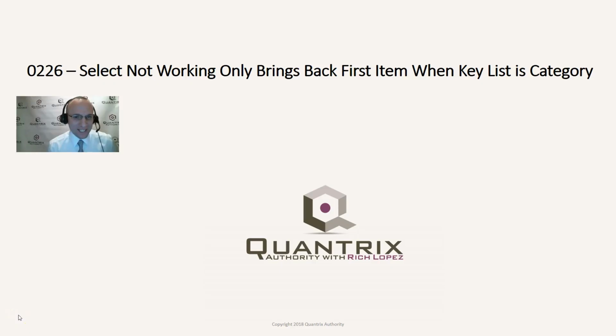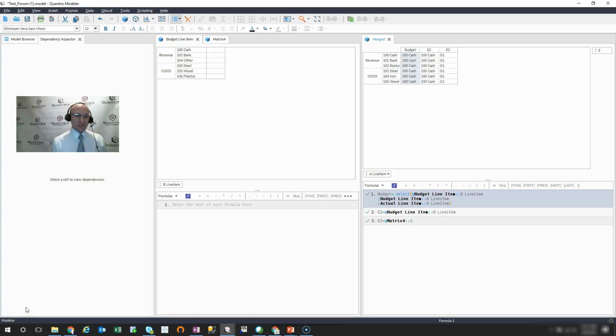Hey, welcome back to another Netcast. I'm Rich Lopez, Quantrix Authority. Sincerely appreciate you joining me today for episode number 226. This is in response to a question sent in to me at QuantrixAuthority@gmail.com. It's from Shashank, and he has a select that's not working. It only brings back the first item when a key list is a category. So he asked me this question, wants to know how he can fix it.